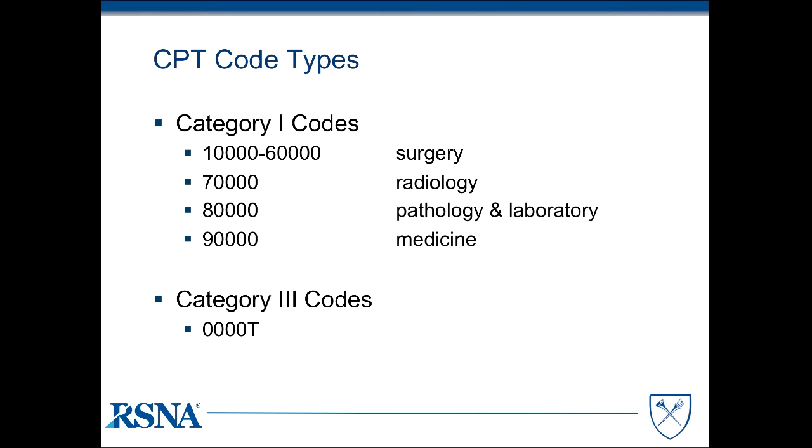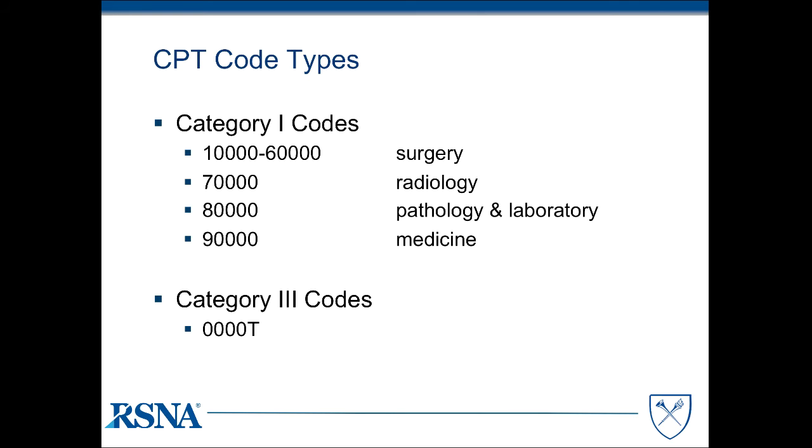CPT codes are identifiable as 5-digit codes. Category 3 codes, as I already indicated, are easily identified as alphanumerics that end in the letter T. Category 1 codes are entirely numeric, at least until we run out of 5-digit numbers, which may not be that far down the road. And these are very specific.